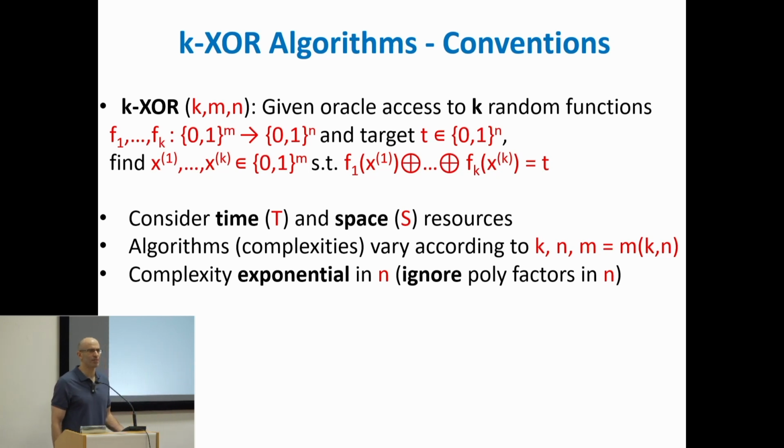The complexity of the algorithms is going to be exponential in n, basically in the log of the range size. And we'll ignore polynomial factors in n when we analyze the algorithms in terms of time and space. This is not an obvious choice, I have to admit. For example, for k equals 3, for 3XOR and 3SUM, there is a long line of work that tries to optimize these polynomial factors, but I have a limited amount of time, so I won't be able to talk about these algorithms here.